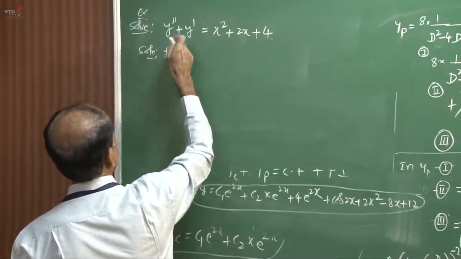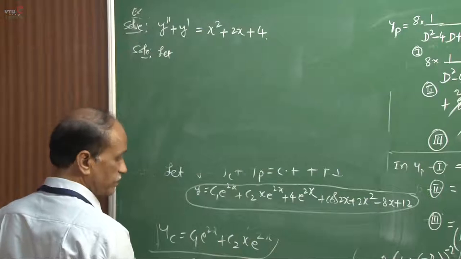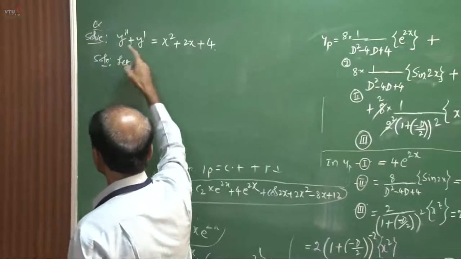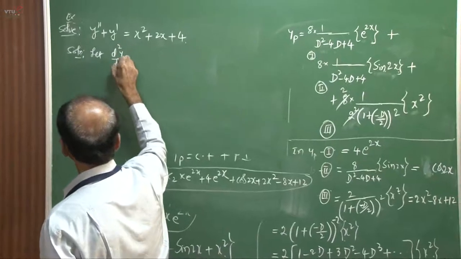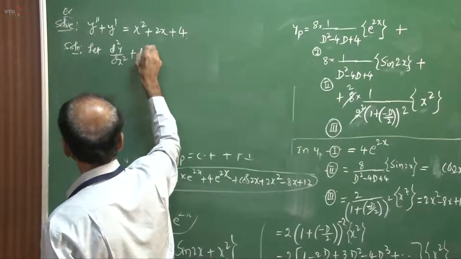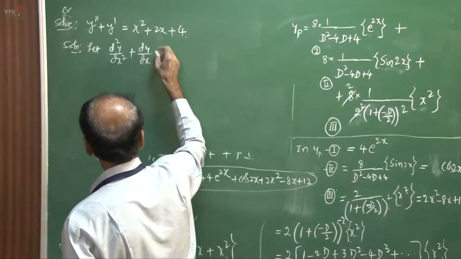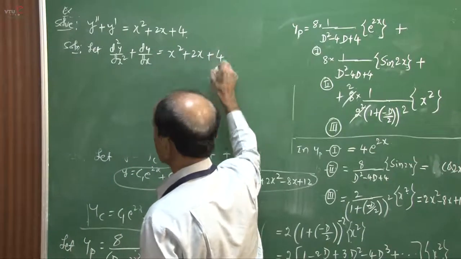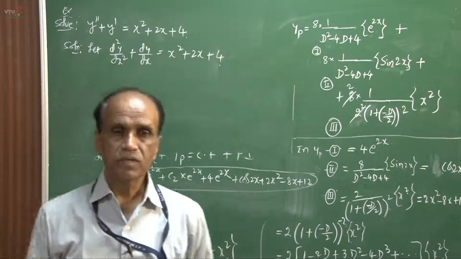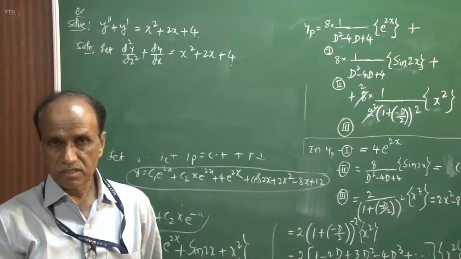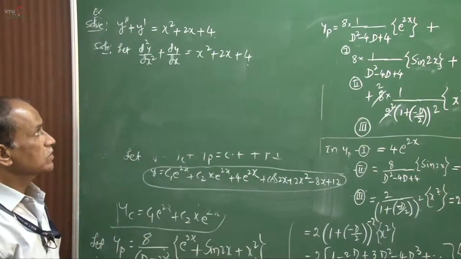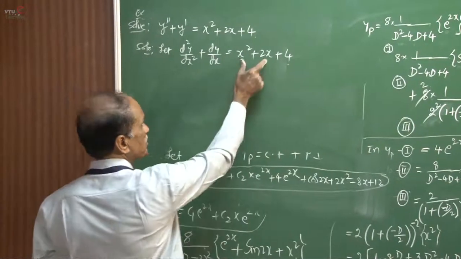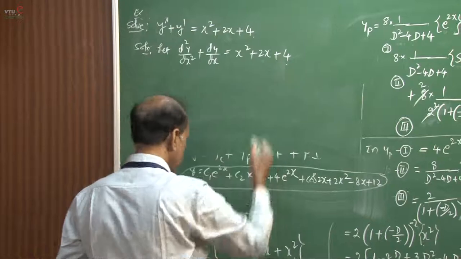Let this be written in the form of capital D. What is this? Second order derivative, d square y by dx square plus dy by dx is equal to x square plus 2x plus 4. Second order derivative plus first order derivative is equal to a summation of three terms. Right side, summation of three terms means two terms are polynomial terms and one term is constant.